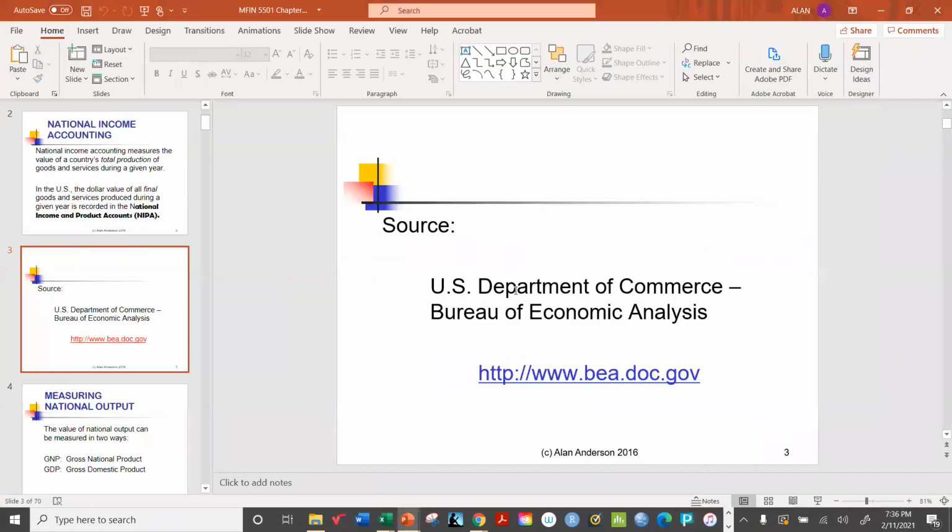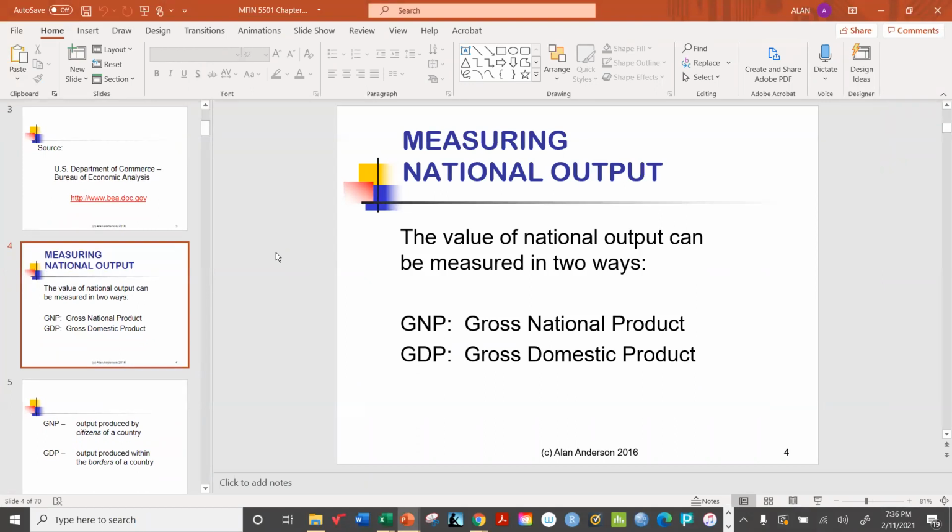All right, so let's get back to the slides. Now, by the way, I do want to mention something we have to point out about this book: there are two different ways that national output can be measured. National output is to a country what your annual income is to an individual. It's the dollar value of all the goods and services produced by that country during a given calendar year. But there are two more or less equivalent ways of measuring it: GNP, which stands for gross national product, and GDP, which stands for gross domestic product.